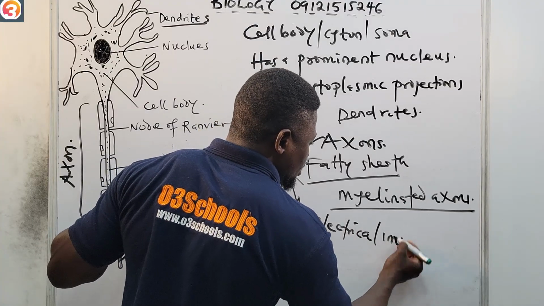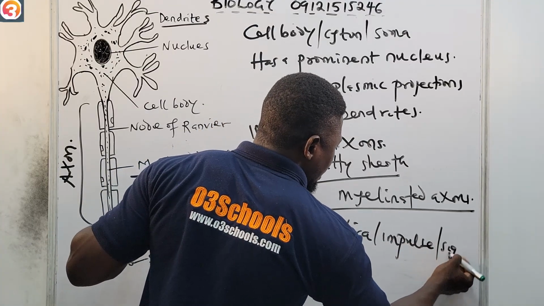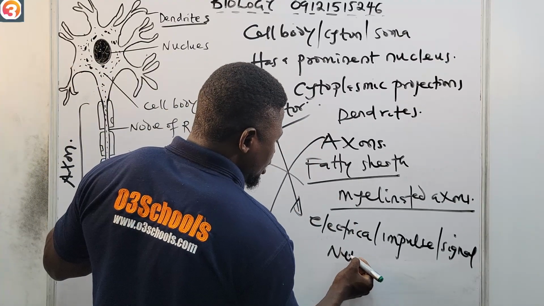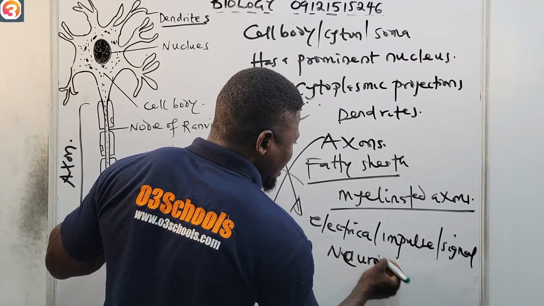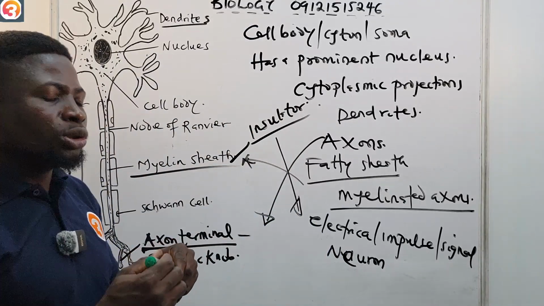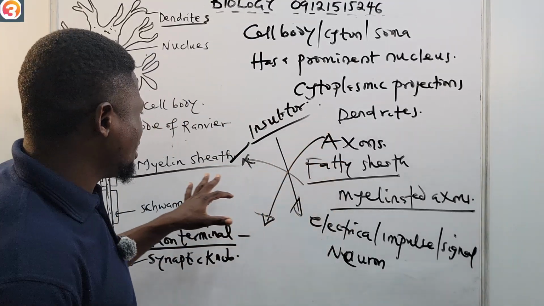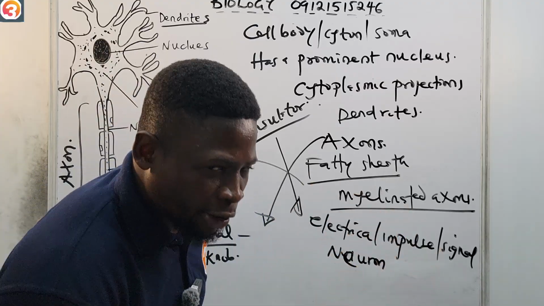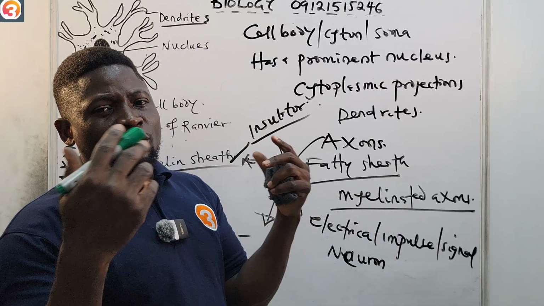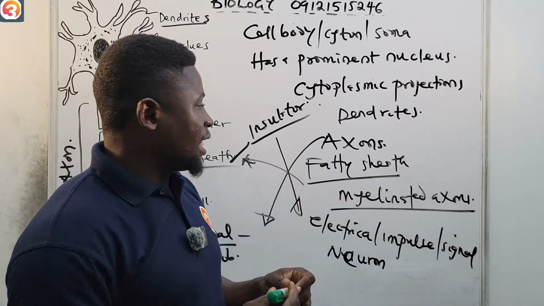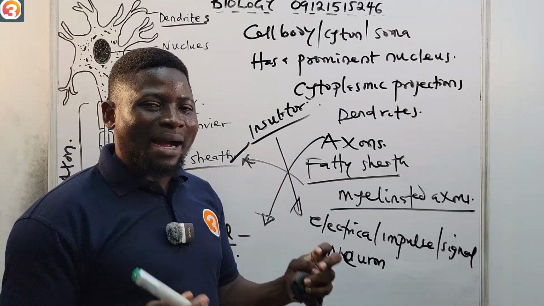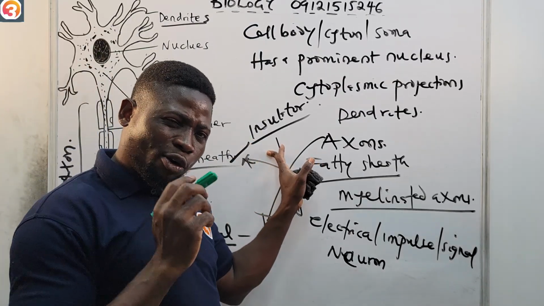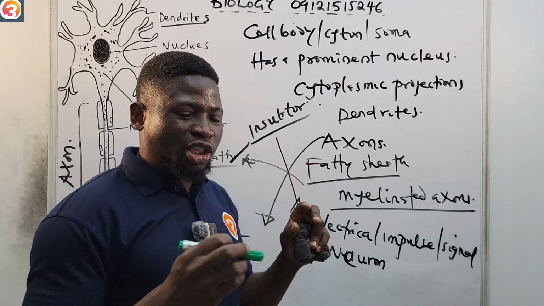As an electrical impulse or signal is being conducted through the neuron, this fatty sheath known as the myelin sheath serves as an insulator. That is to prevent shock. So that is the function of the myelin sheath that you see here.